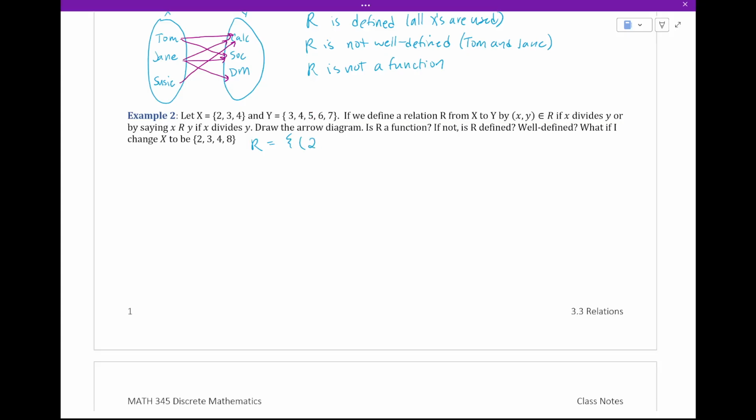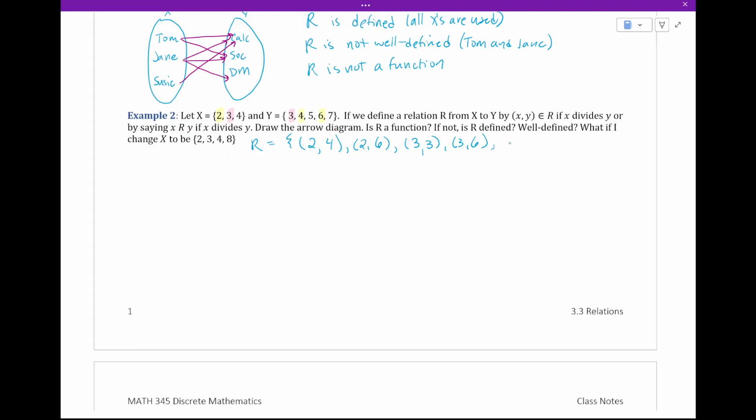So let's see, does 2 divide any of these? 2 divides 4. 4 divided by 2 is 2. So we can do that. 2 also divides 6. We can put that there. And I think that's it. Next up, 3. 3 divides 3. 3 divided by 3 is 1. And 3 also divides 6.